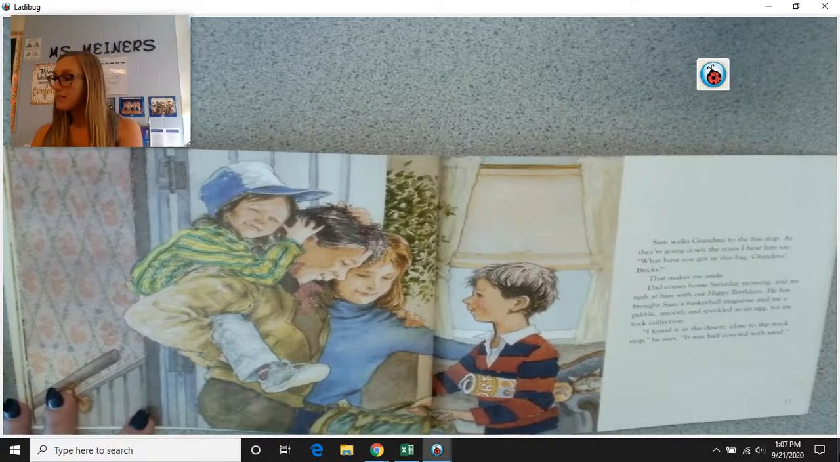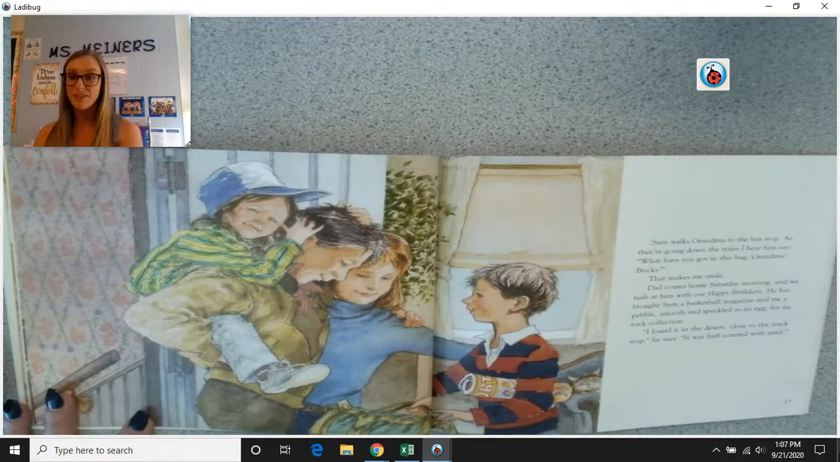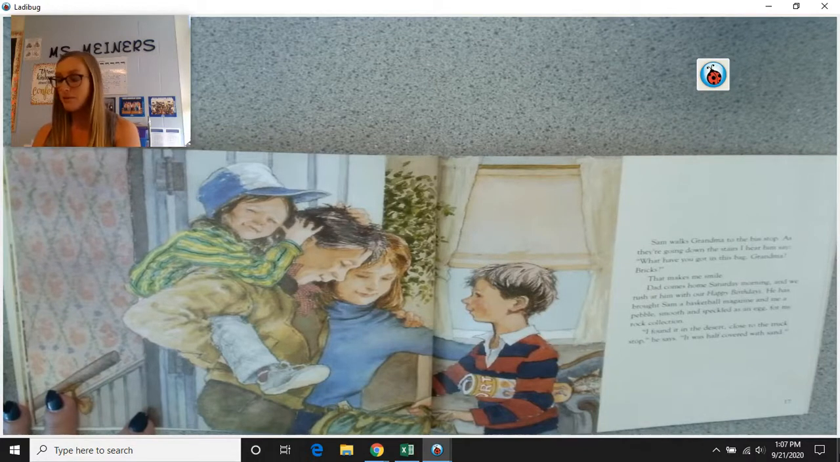Sam walks Grandma to the bus stop. As they're going down the stairs, I hear him say, "What have you got in this bag, Grandma? Bricks?" That makes me smile. Dad comes home Saturday morning, and we rush at him with our happy birthdays. He has brought Sam a basketball magazine and me a pebble, smooth and speckled as an egg, for my rock collection. I found it in the desert, close to the truck stop, he says. It was half covered with sand.